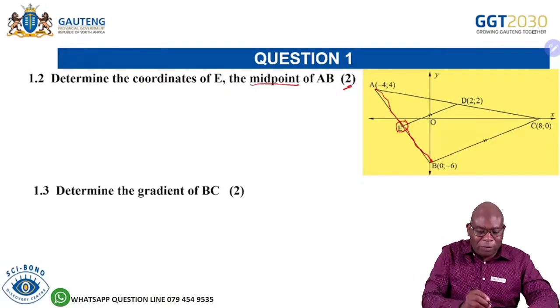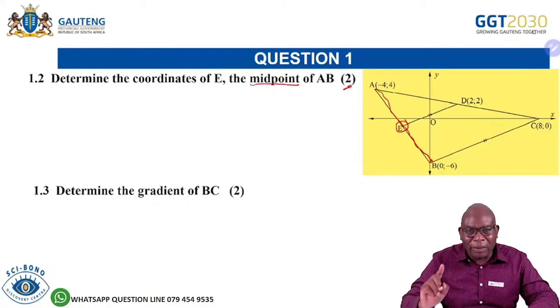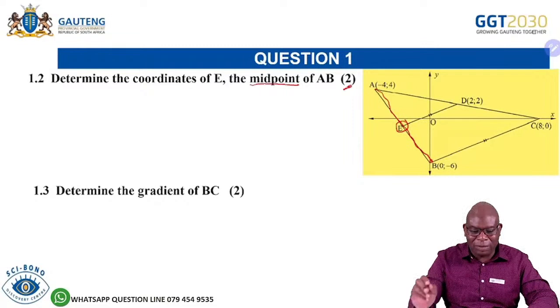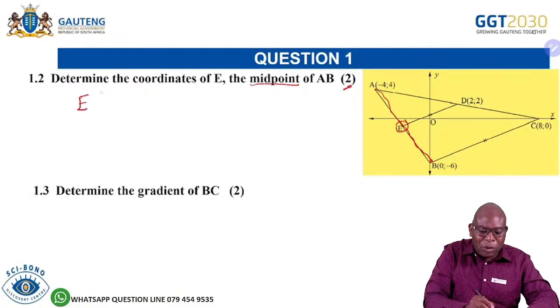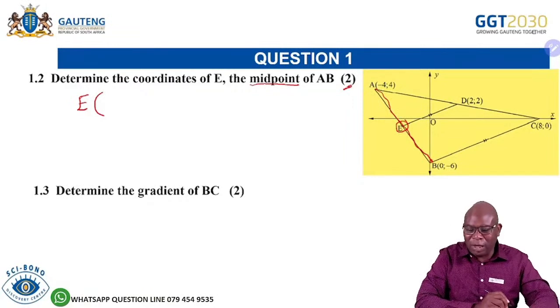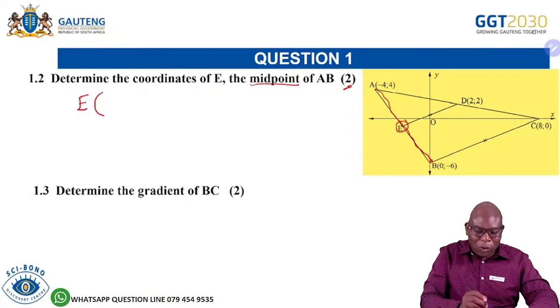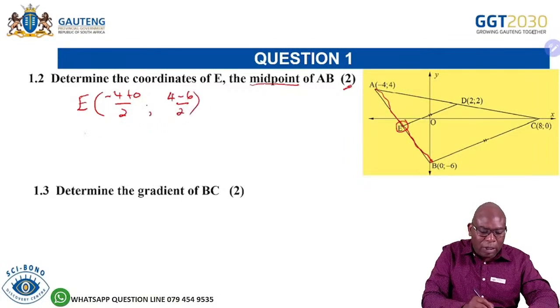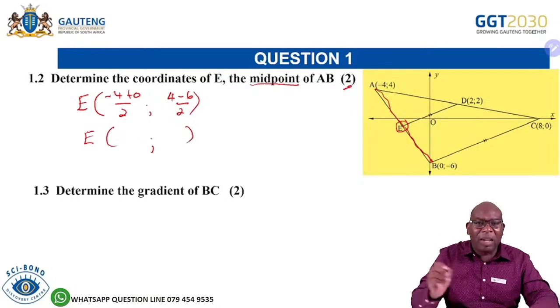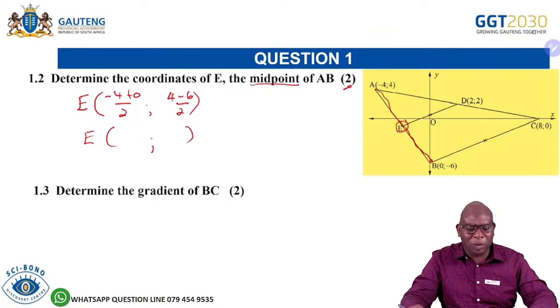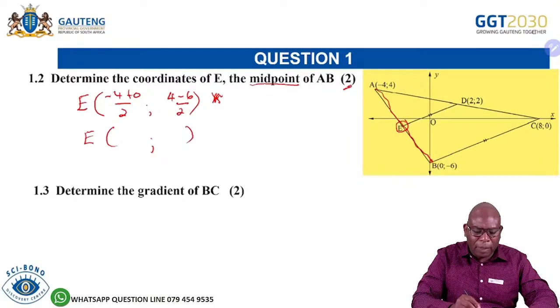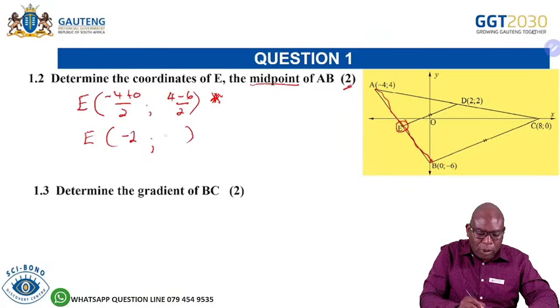So I know the midpoint formula. Please do not write the formula without checking it in the formula sheet. That's very important. So my E here is going to be, I hope and trust everybody has already done it, minus 4 plus 0 all over 2, and the other one will be 4 minus 6 over 2. Then you write down your coordinates of E. You only have a mark for the coordinates. So here I can see my coordinates are minus 2 and minus 1.